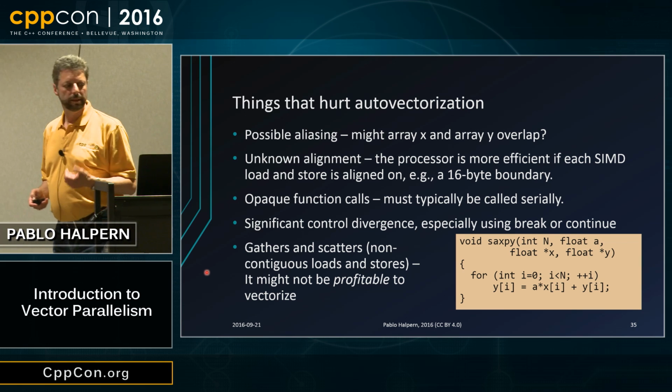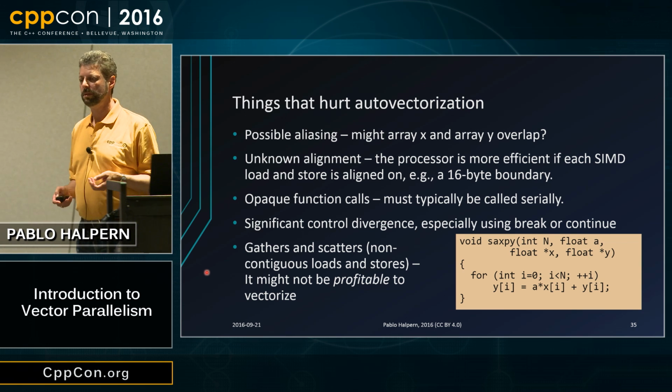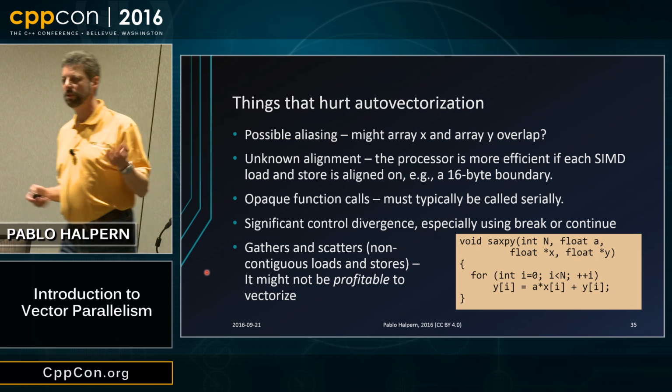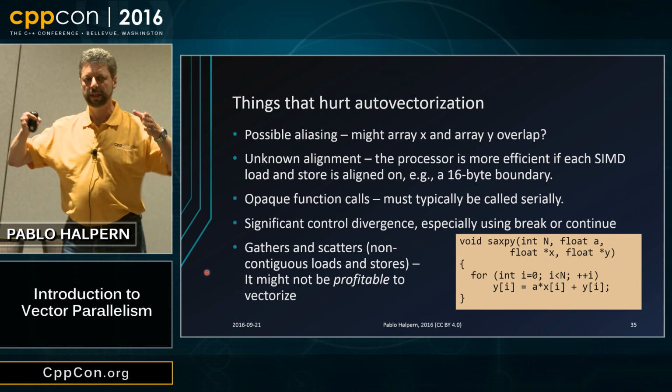Unknown alignment. I'm going to mention alignment later, but it may not be profitable to vectorize if we don't know whether the arrays are aligned on these vector boundaries.